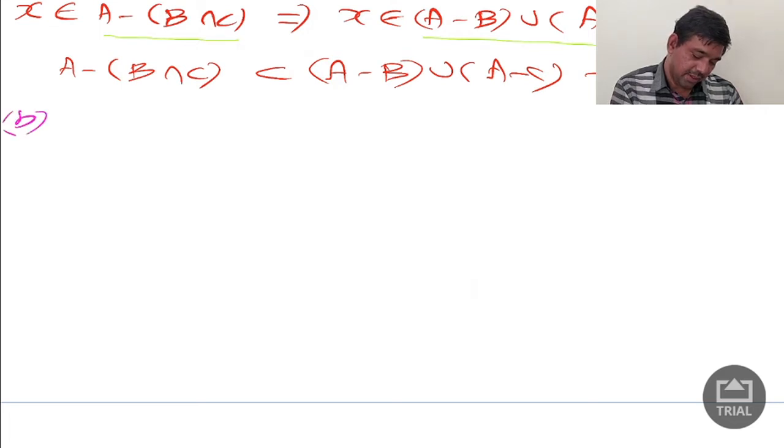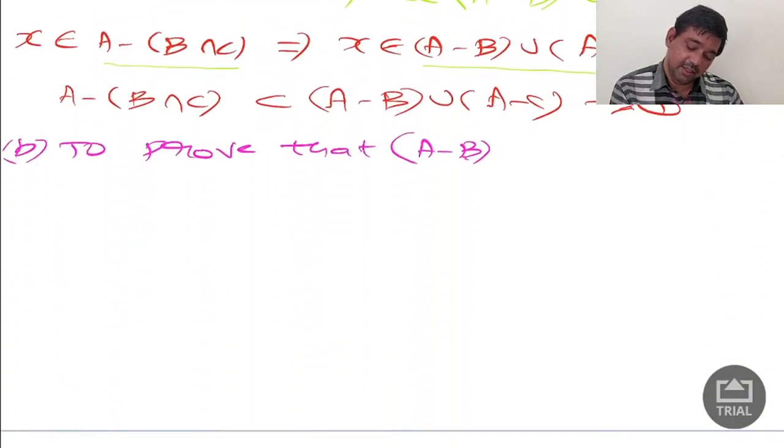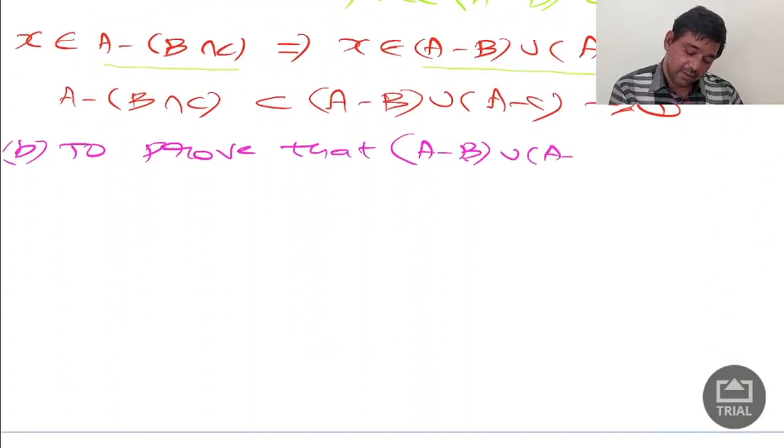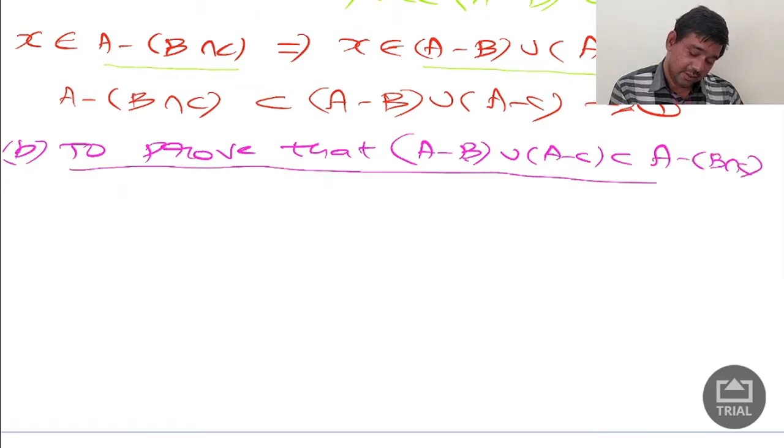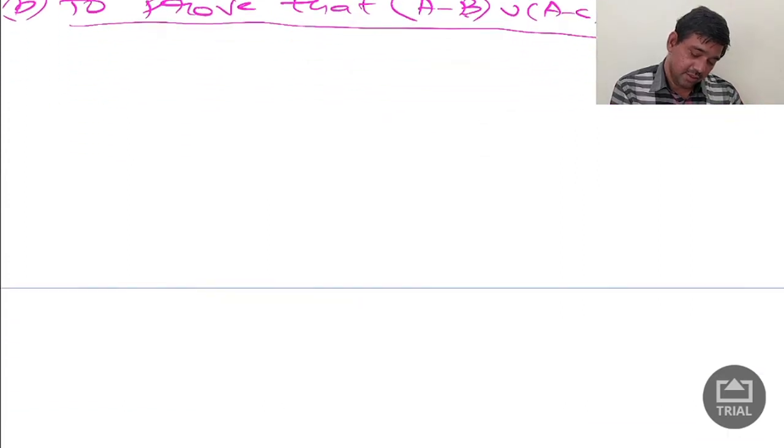That is part B, to prove that a minus b, second part is the number b part. Students, b part is here. No, this b part: a minus b union a minus c, subset of a minus b intersection c. So this is the second part. Now let us prove it.